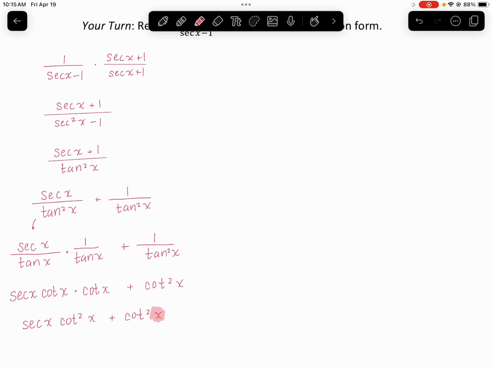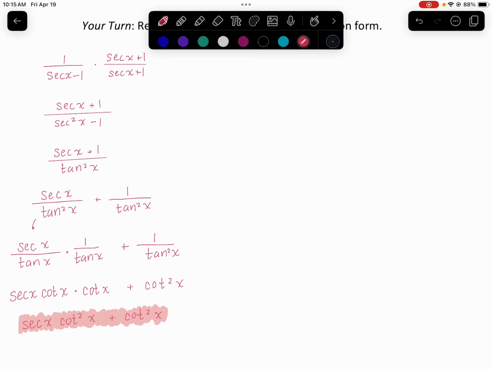Right, so this is our one solution. Okay, it is in the correct form, not written as a fraction. But right here is where I could have gone somewhere else, so I'm going to do that part now.